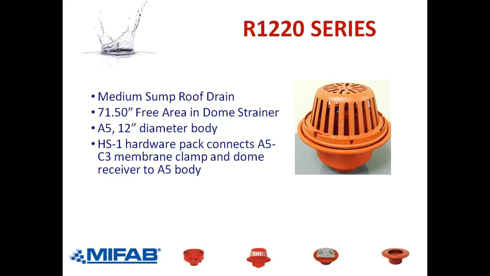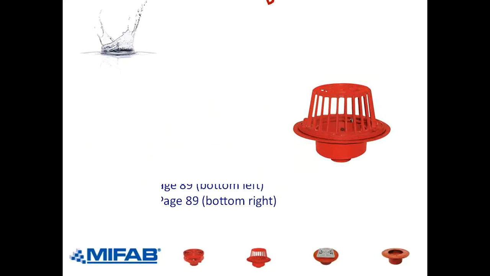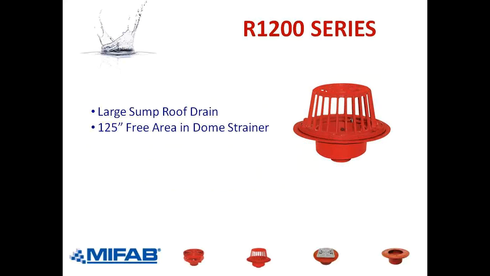It's cast iron only, which would be an advantage because we price it the same as plastic from our competition, but we only provide the dome in cast iron. And those page numbers will not be correct either. The correct page numbers in the MPB book are pages 134 or 135. The R1200 roof drain, 125 inches of free area in the dome.